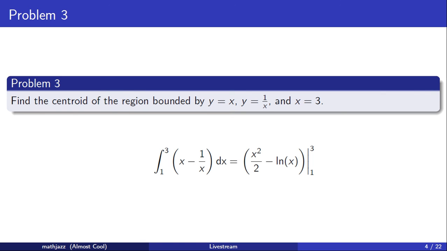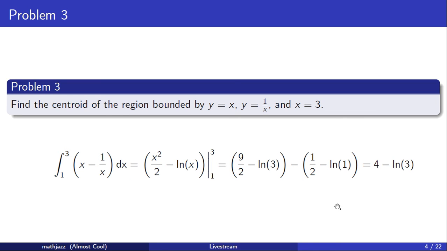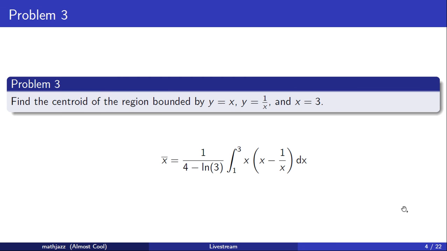So we do this integral, and we get, well, it's a power rule on the x, and it's the natural log's derivative on the 1 over x, and plug in our endpoints, and we get an area. And fairly certain that's the right area. Now that we have the area, we can plug that into our original formula for x bar.